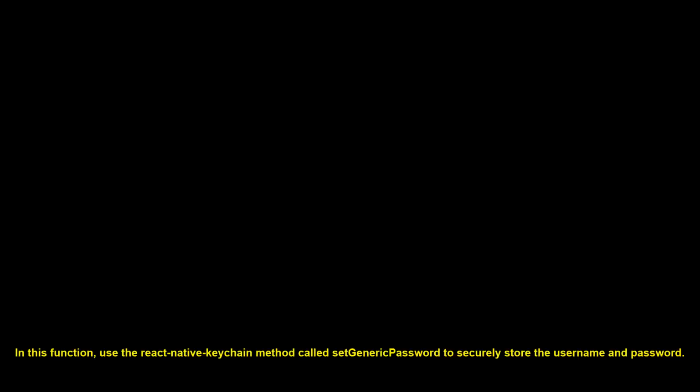Begin by creating a login function that takes user credentials as parameters. In this function, use the React Native Keychain method called setGenericPassword to securely store the username and password. You can check if the storage was successful by wrapping the setGenericPassword call in a try-catch block. If successful, notify the user that the login was successful.